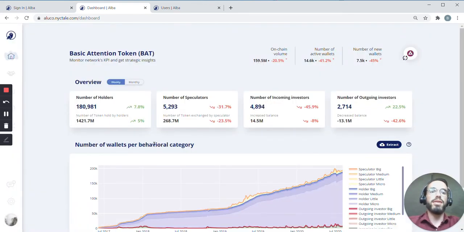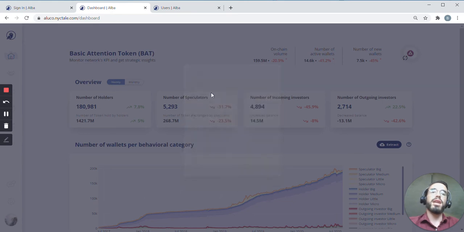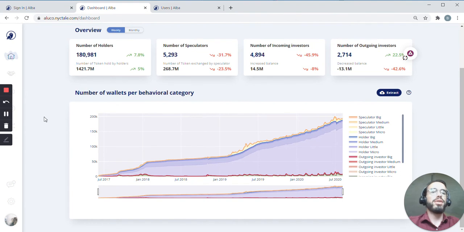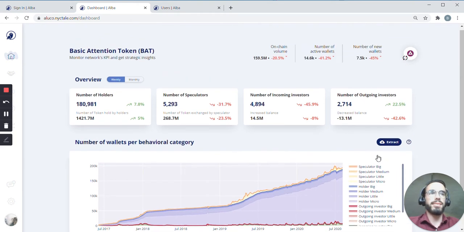After having clicked on a given token, the user lands on this overview page specific to each token. You can easily switch from one token to another by clicking on this icon, or simply go back to the comparative dashboard. On the overview page are displayed the most useful indicators and their evolution on a weekly or monthly basis. It's important here to understand well how our behavioral modeling engine works, as most of the indicators are directly related to it. We are basically segmenting the community of wallets behind a given asset regarding their on-chain activity patterns.